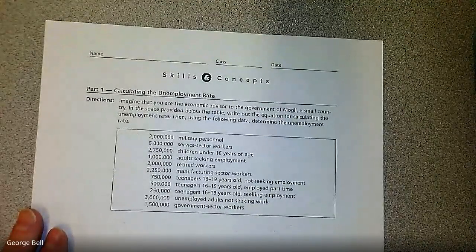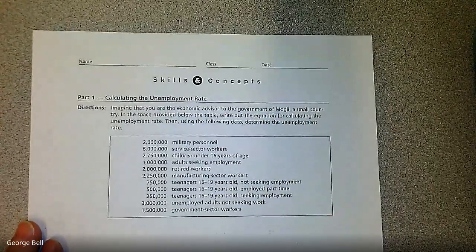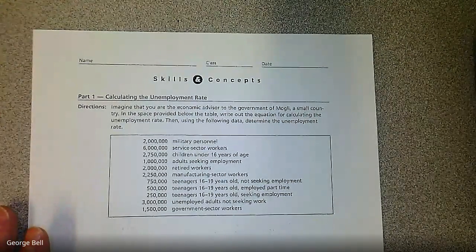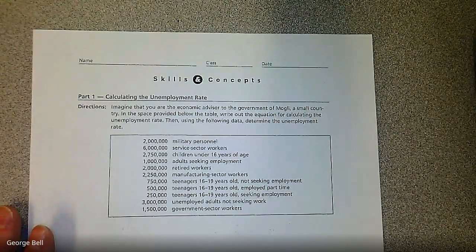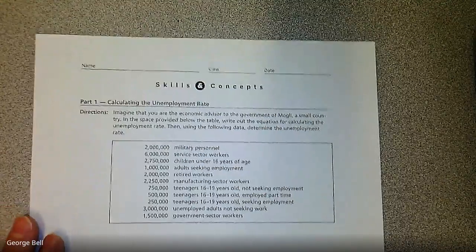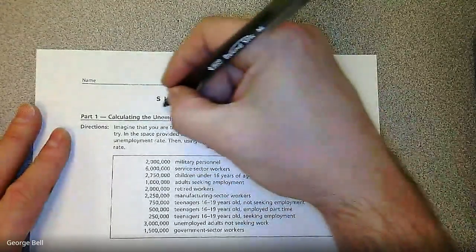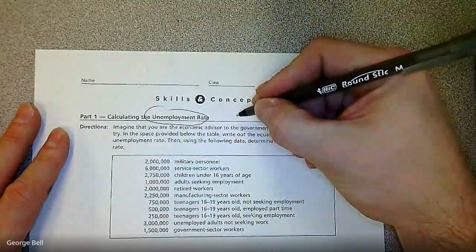Okay, so there is a lot of vocabulary here that we want to make sure that we are learning. The vocabulary that we start with is unemployment rate, and so we want to start with our formula there.